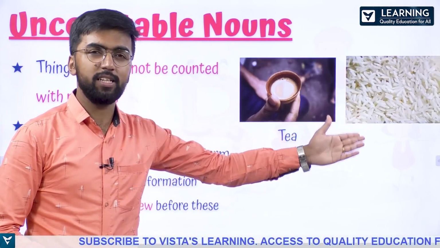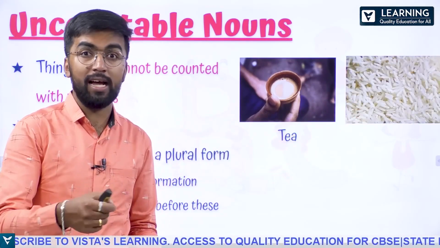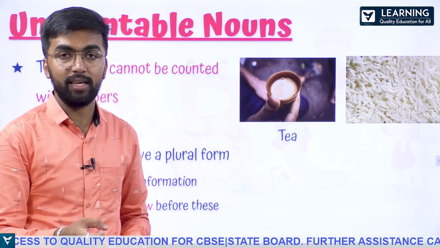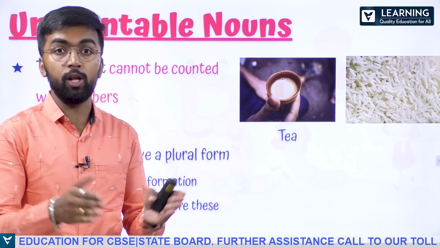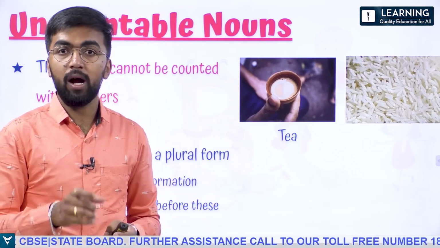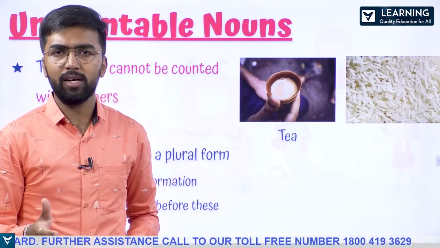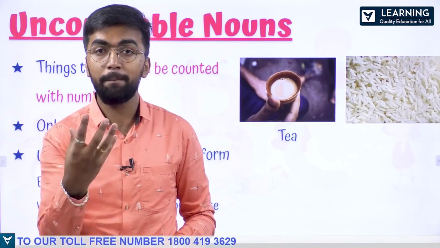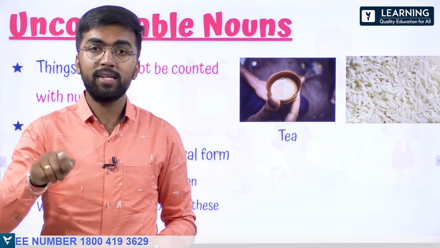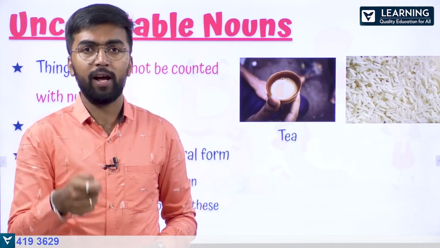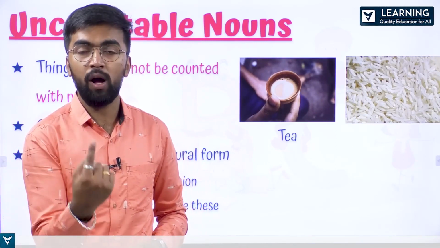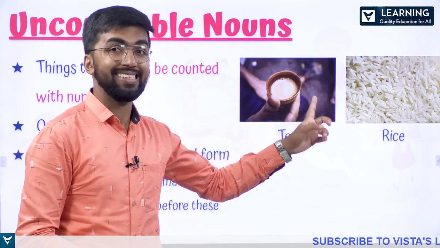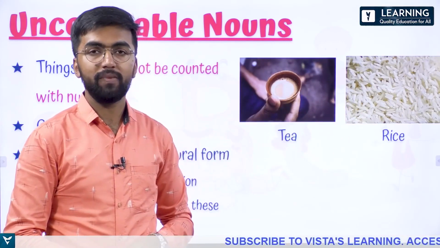Rice. It's difficult for us to count rice with numbers. We say, give me little rice, give me some rice, give me a lot of rice, but we can't count. We never ask, give me one rice. Yes, we say, give me one bowl of rice or one spoon of rice. We never say, give me one rice or two rice. Hence, a rice is uncountable.